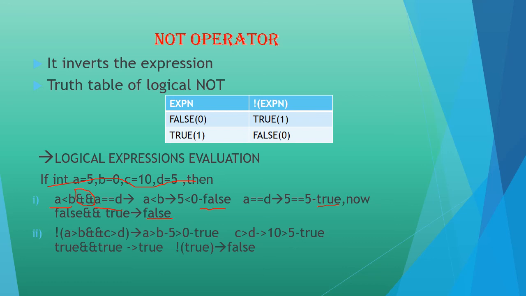Now we will look at the next question, that is not A greater than B and C greater than D. So first of all we'll look at what is A greater than B. What is A? A is 5, B is 0. 5 greater than 0? Yes, true. So we'll go for the next, C greater than D. What is C? The value of C is 10. Is 10 greater than 5? Yes, 10 is greater than 5. So there also we got true.